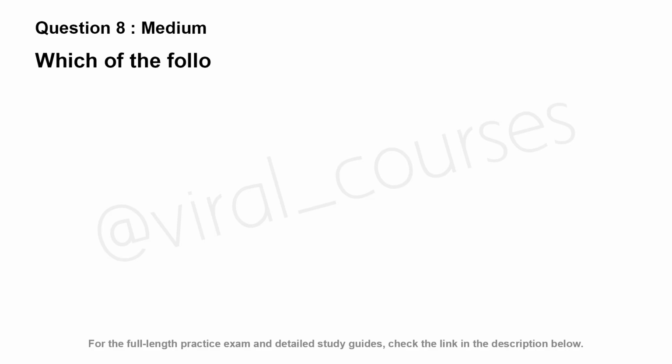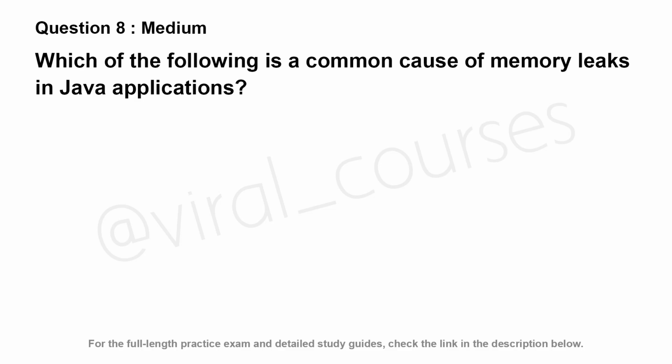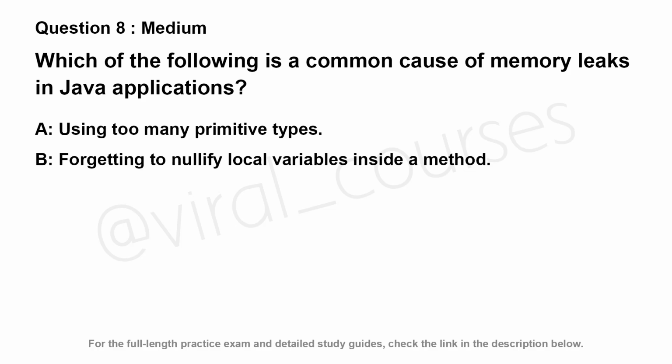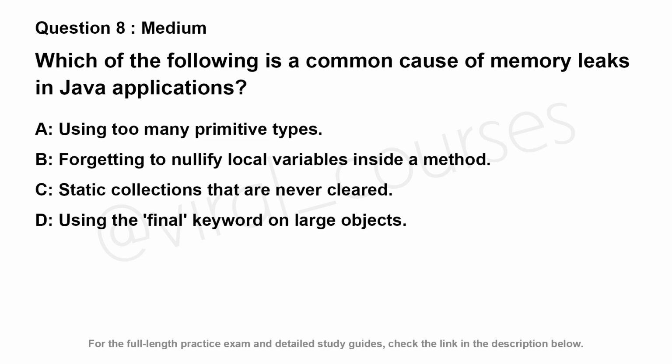Which of the following is a common cause of memory leaks in Java applications? Option A. Using too many primitive types. Option B. Forgetting to nullify local variables inside a method. Option C. Static collections that are never cleared. Option D. Using the final keyword on large objects.